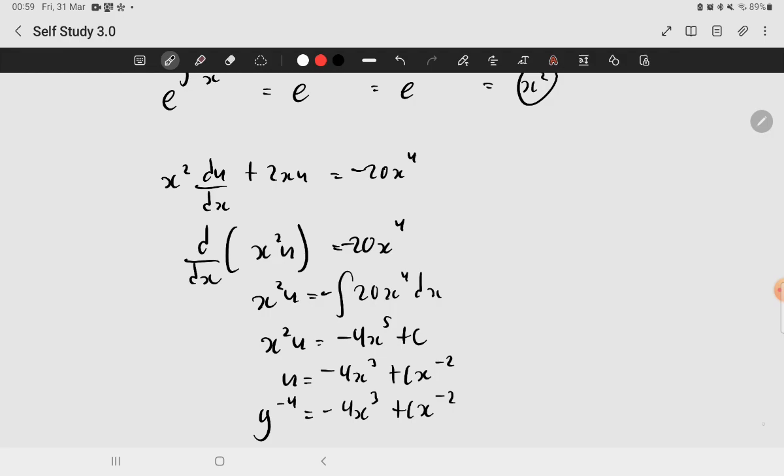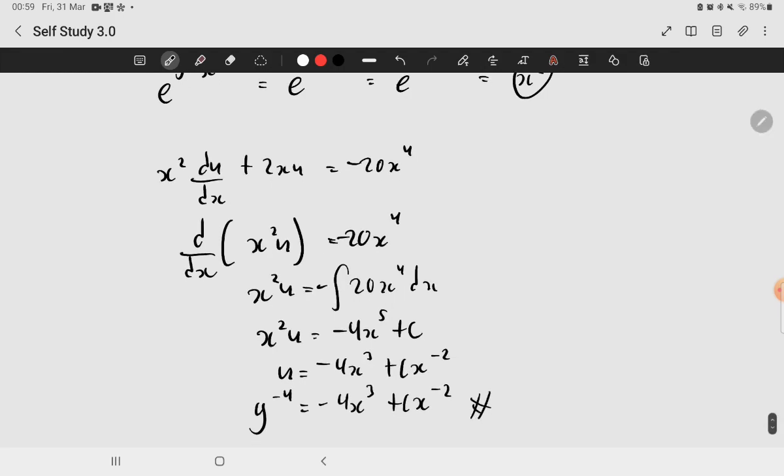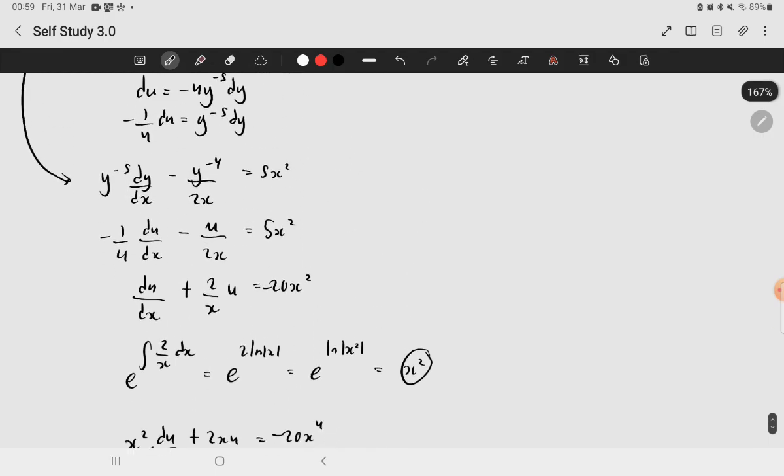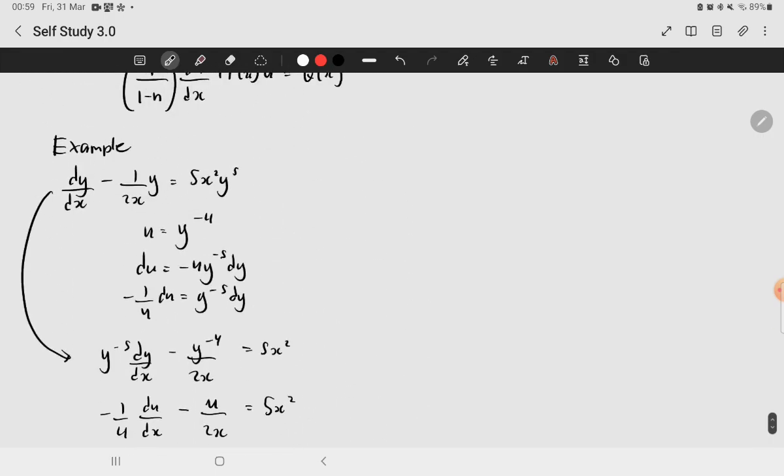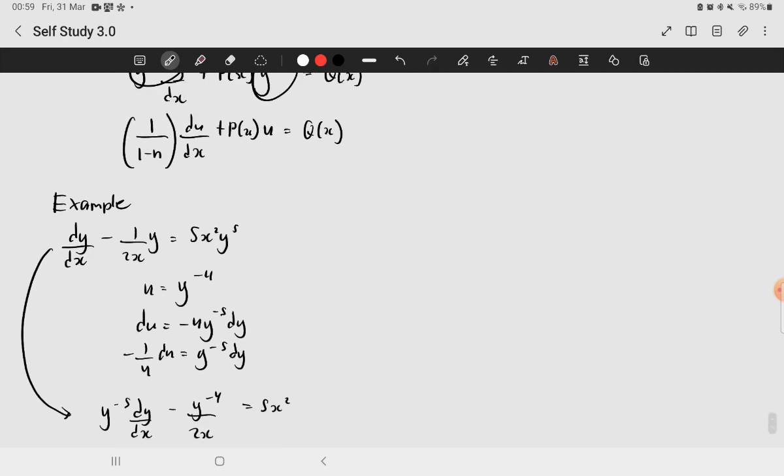The question here doesn't tell you what kind of solution they wanted, whether explicit or implicit. If I wanted it explicitly, I would have to express y in terms of x. Unlike that, I'm just leaving it implicit. So that's how you use Bernoulli's equation. You identify that it's a Bernoulli's equation, and from there you convert it to a first order linear differential equation, and then you can solve it with the previous methods that you have been learning.